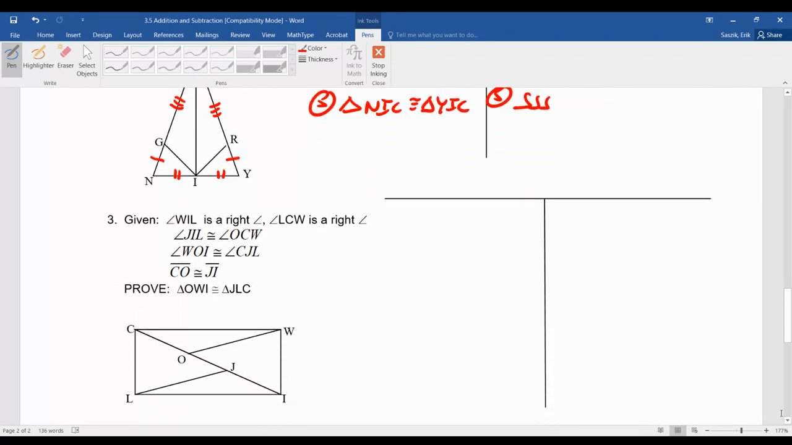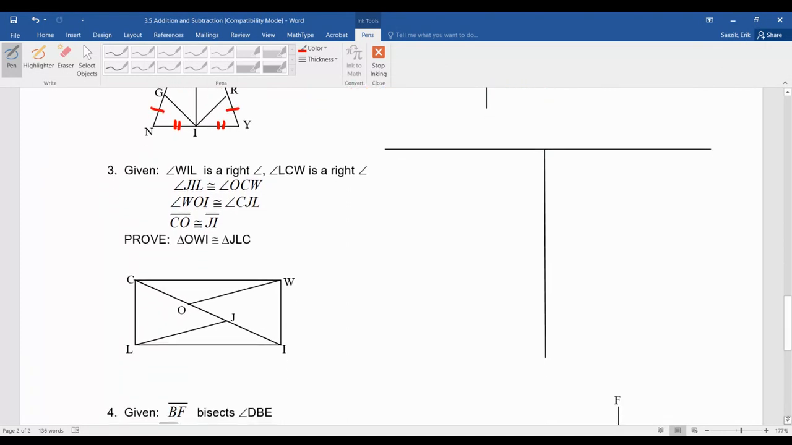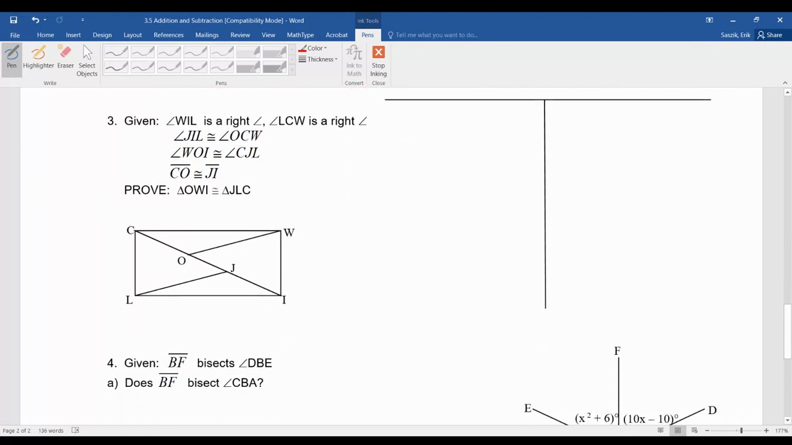There's another proof here, and this proof just looks so messy because it's just so much in the given. So let's see if I can get a handle on this. This is a right angle. That's a right angle. JIL, this, and OCW is congruent. That was given to us. WOI, where's that? That's right here. It's a little bit messy. And CJL, boom. And then lastly, CO.